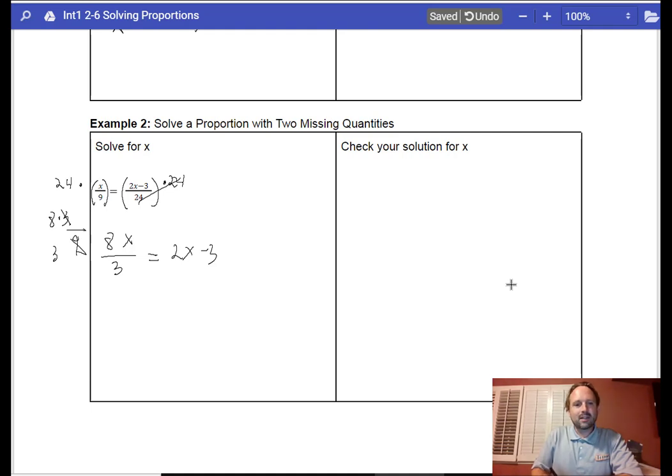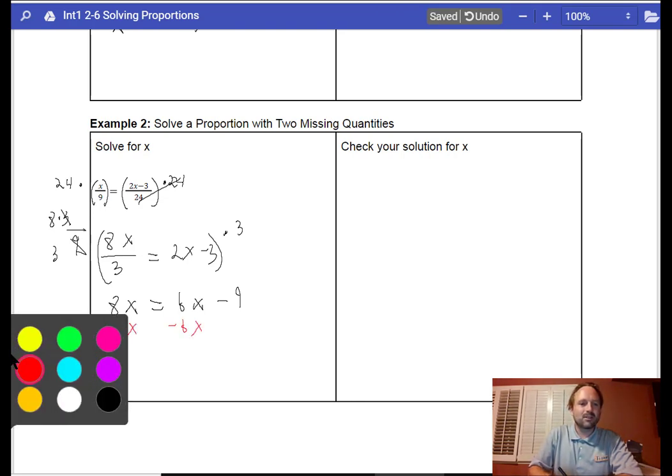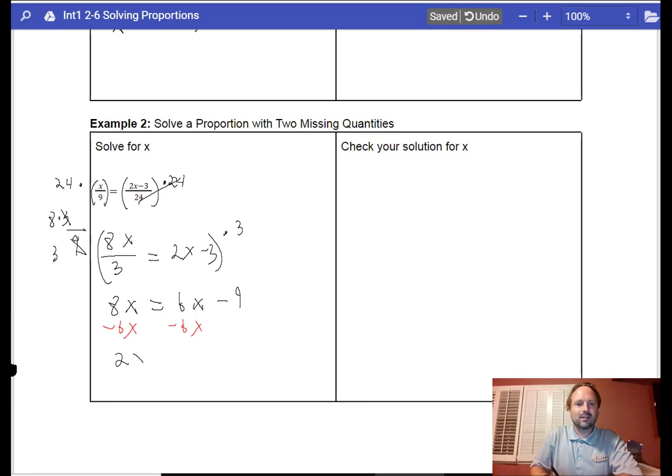Well, now I have to get rid of that 3. So I'm going to multiply by 3 on both sides, or altogether, just multiply by 3 all the way across. So 3 divided by 3 will cancel out. 8x will be on the left side. 3 times 2x is 6x. 3 times negative 3 is negative 9. And now it looks like a regular problem that we can just go through and start solving.